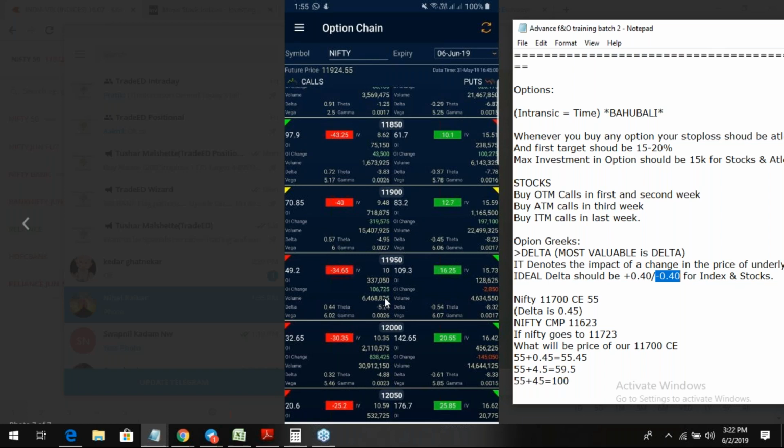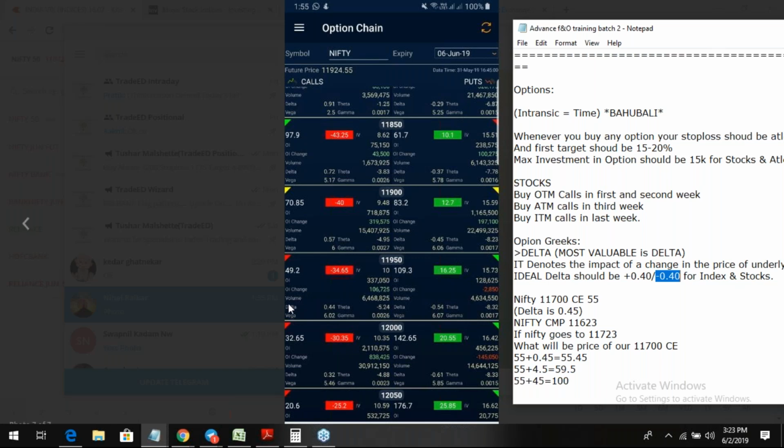Theta is just showing you time remaining, right? You know how much time you have. Whenever you're buying any option, you know how much time you have. If I'm buying an option today, I know my expiry is on Thursday, right? I have to exit my position before this. So don't think about theta.